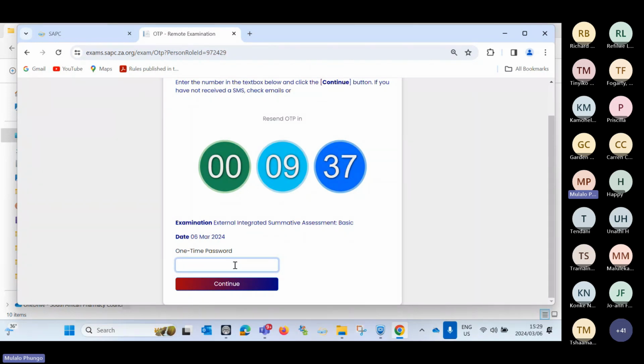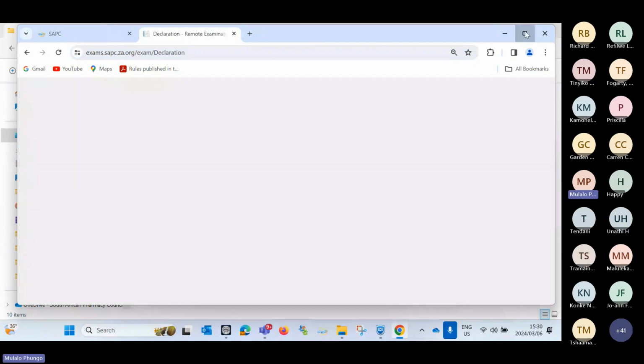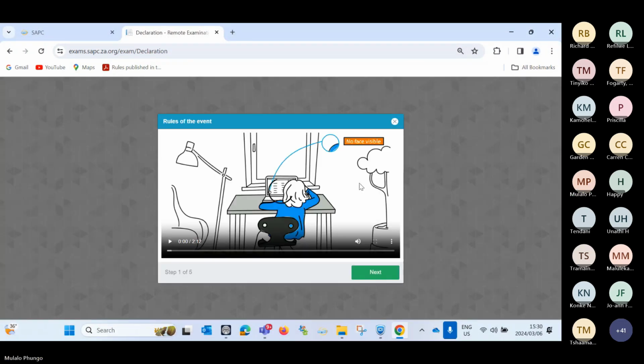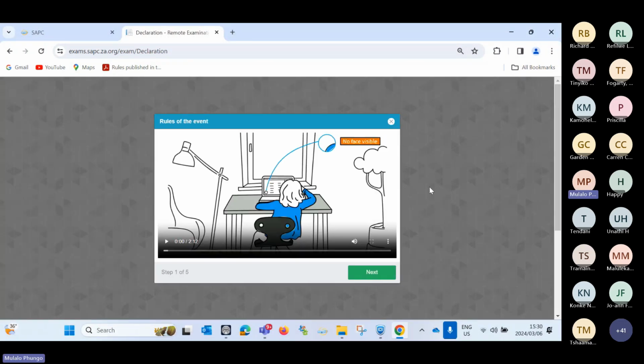So at this point, I'm expecting to receive my OTP, which has come through, and only I can see it on my phone, and I'm not sharing it with anyone. If I don't see it as a text, it will have been sent through on my email. I type it in. And then I ask to continue with the examination. Let me make this window bigger. And then voila, we are in.